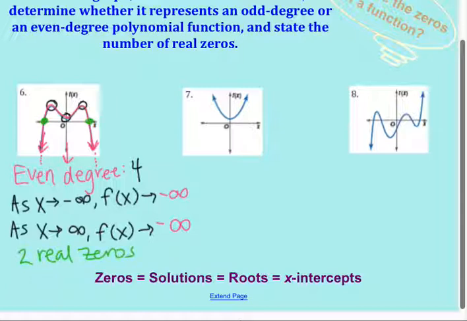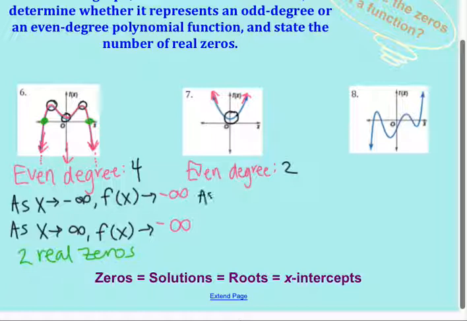Okay. Example 7, I go ahead and look at this one. First of all, I decide is it even or odd? Well, both ends, once again, are going in the same direction, so that makes it an even degree. Then to figure out the degree, well, you guys know that this one's a quadratic, so you should know it's a degree 2. But the other way is there's only one change in direction. 1 plus 1 is 2. So that's how I would get that.